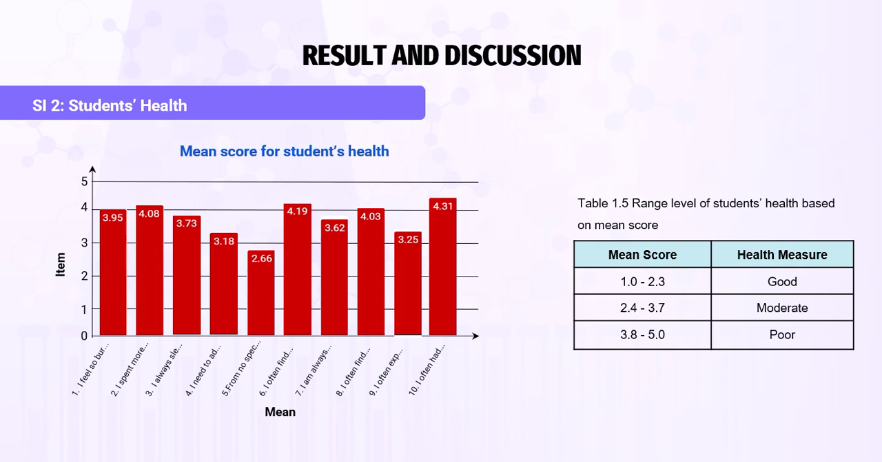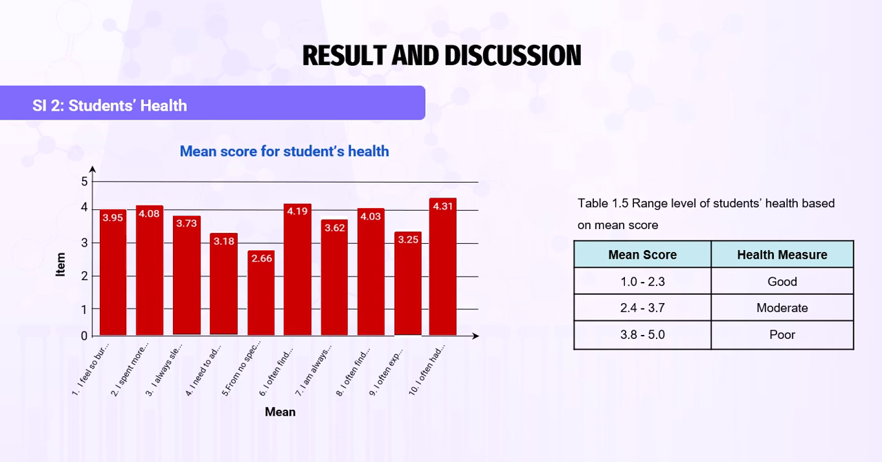For item 5, the mean score is 2.66, which is also in the moderate level of health measure, because most of the respondents had a neutral opinion when asked whether they need to wear spectacles. Most of them strongly agree that they often find themselves feeling sleep deprived or physically ill due to stress and anxiety, which gave a 4.19 mean score with a poor level of health measure.